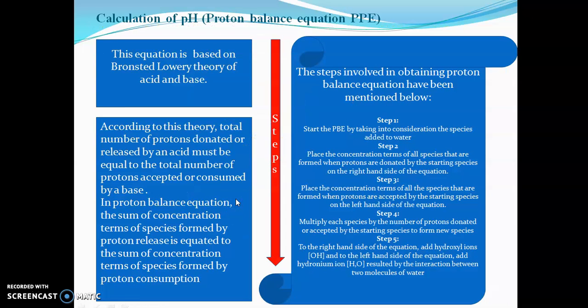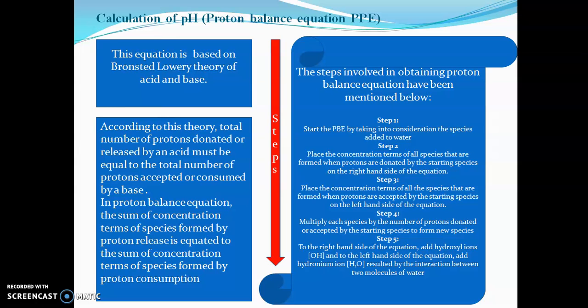Now next is calculation of pH by proton balance equations, and this equation is based on the Bronsted-Lowry theory of acid and base. According to this theory, the total number of protons donated or released by an acid must be equal to the total number of protons accepted or consumed by a base. In the proton balance equation, the sum of concentration terms of species formed by proton release is equal to the sum of concentration terms of species formed by proton consumption.